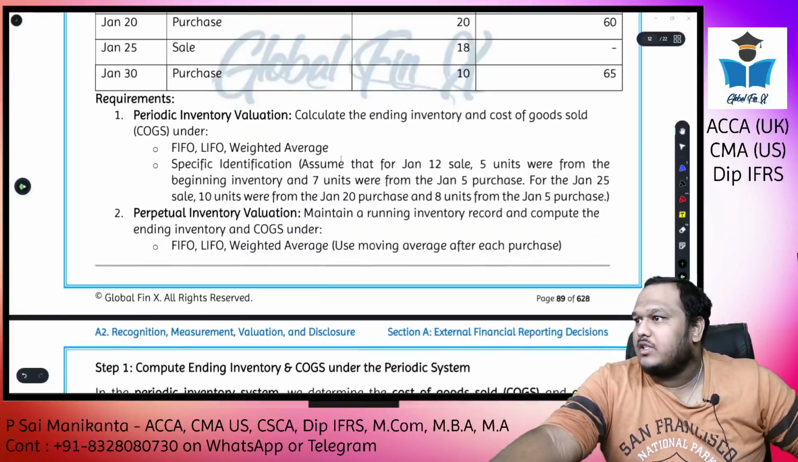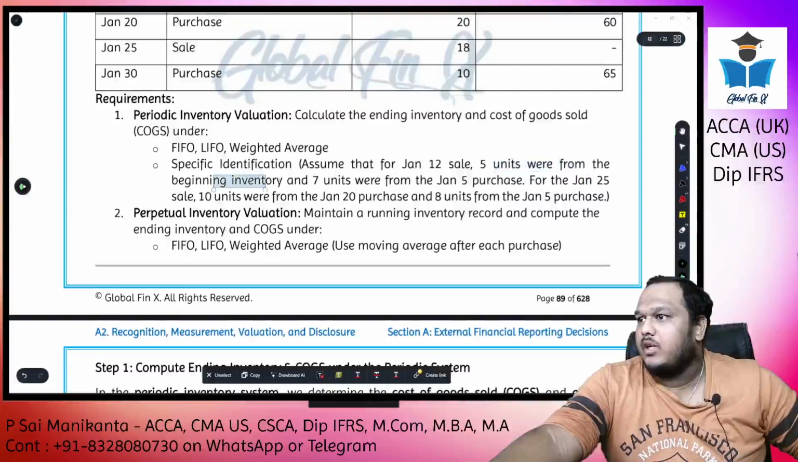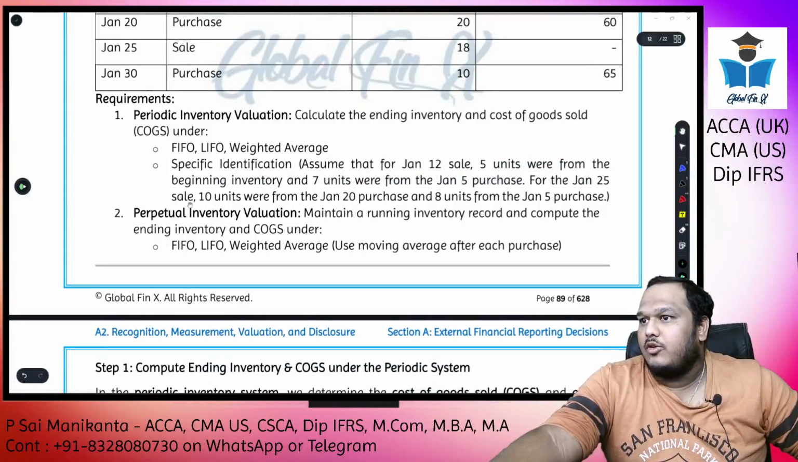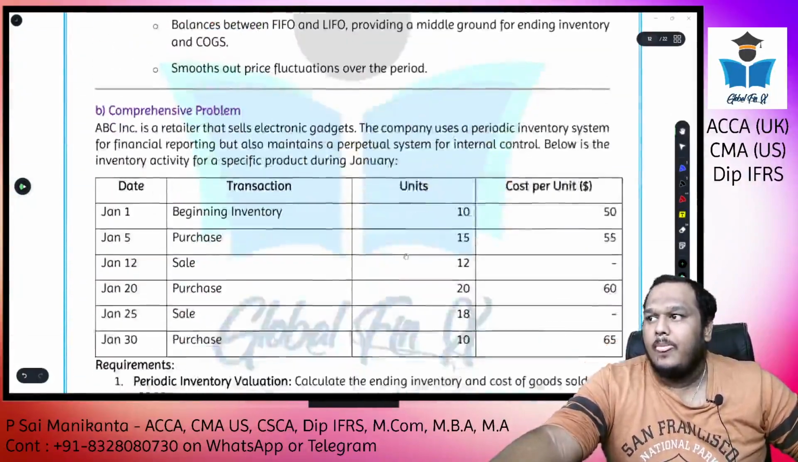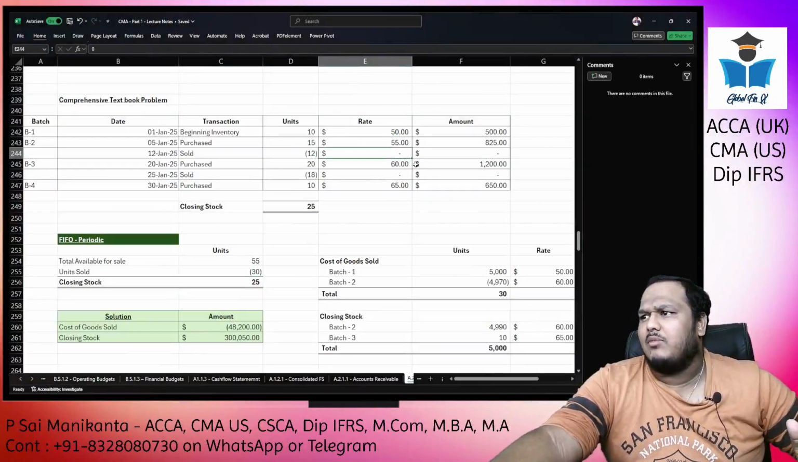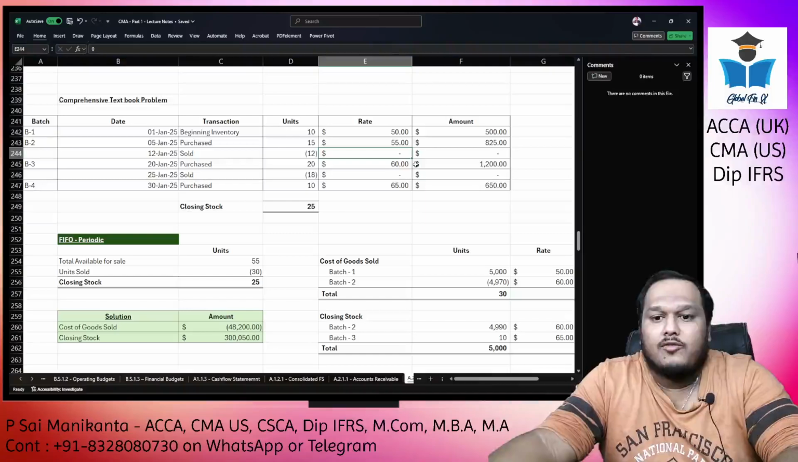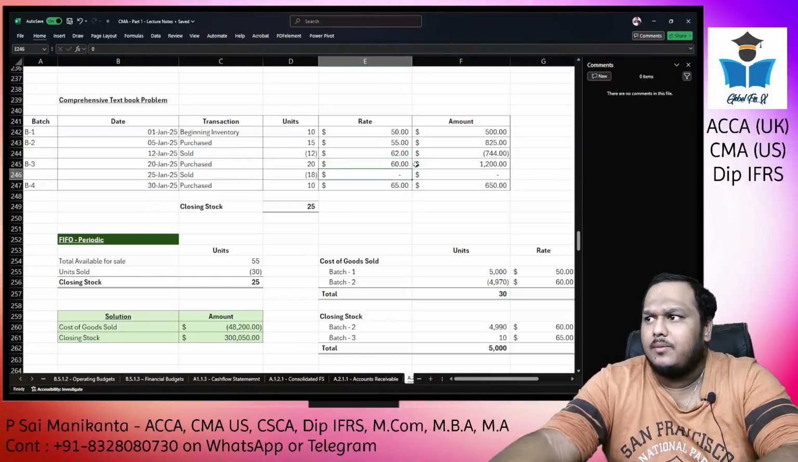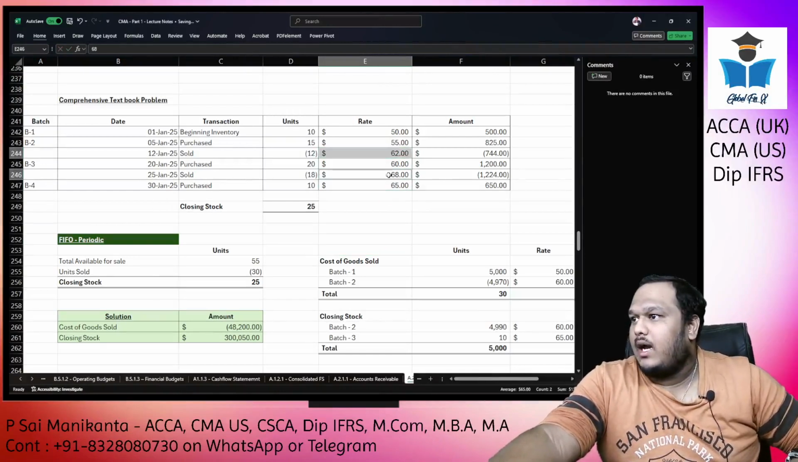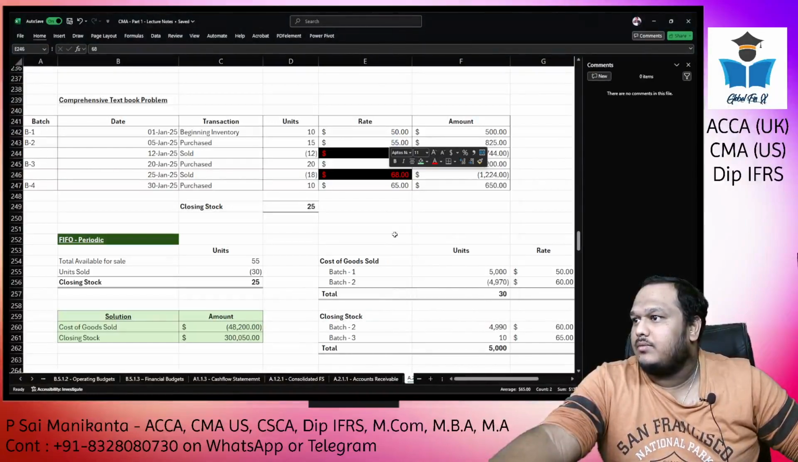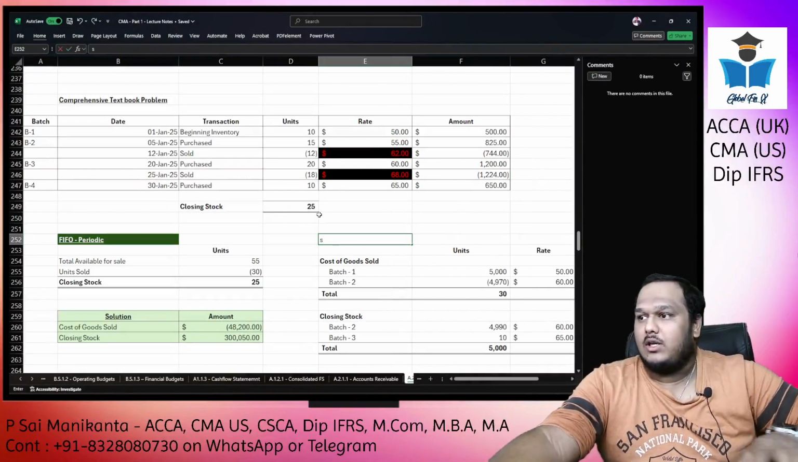Okay, specific identification: for the Jan 12 sale, 5 units were from beginning inventory, 7 from Jan 5. For the Jan 25 sale, 10 units were from Jan 20 and 8 units were from Jan 5. Okay, that is for specific identification. All right, just because I want to calculate profit also, I'll take the sales rates just randomly. I want to also calculate profit and compare that. Otherwise, I don't need to do that. I'll just highlight them here so that you can remember I am taking that as an assumption. Completely weird, but still I'll leave it there.